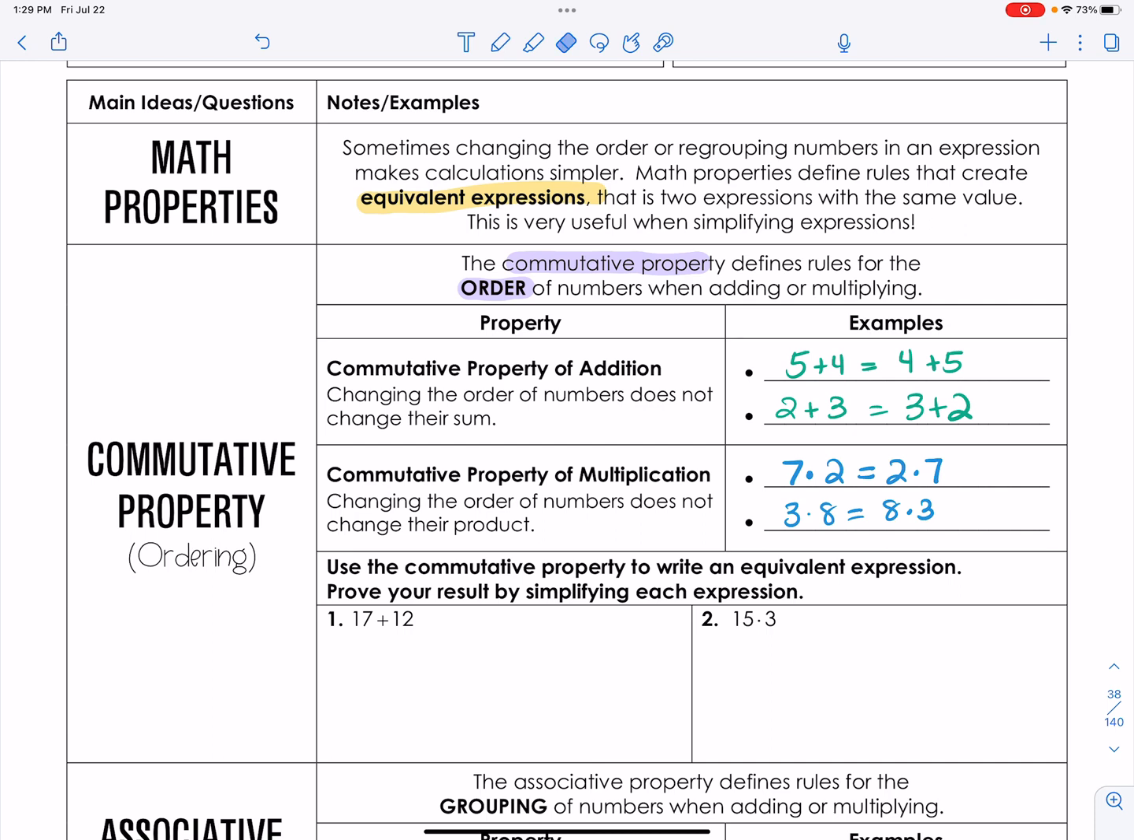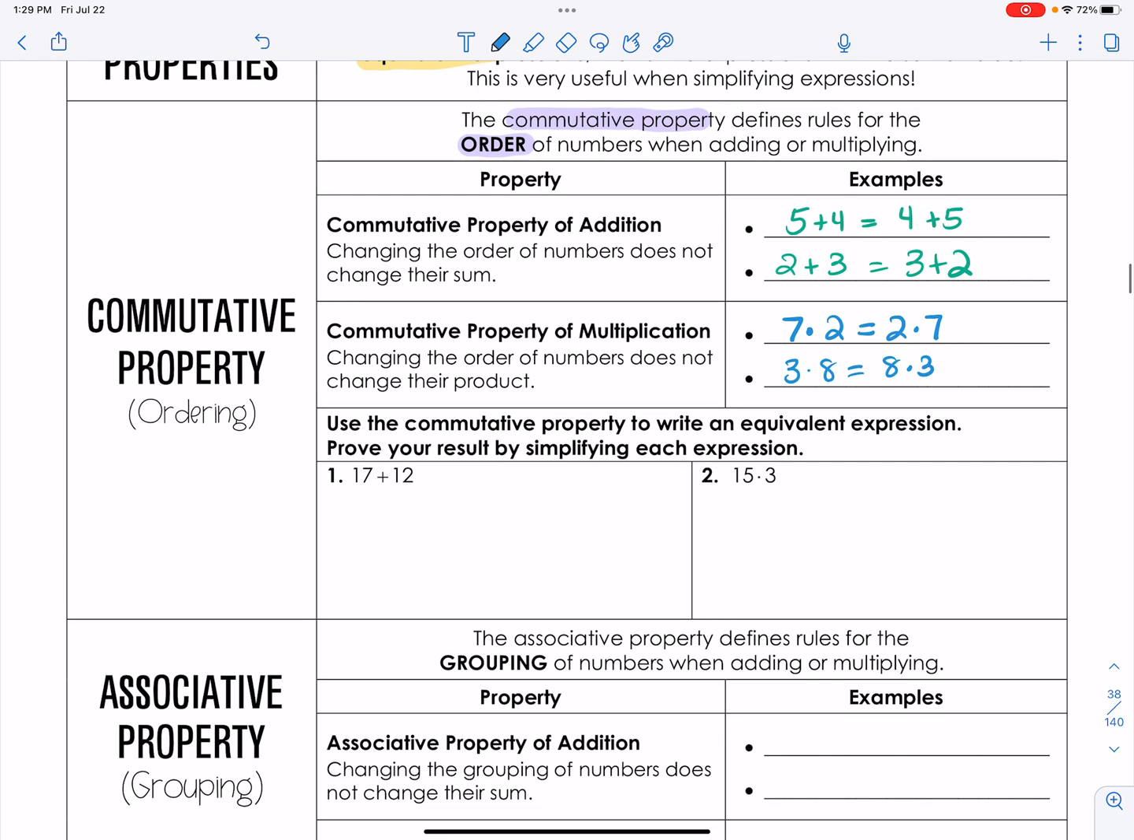On this one, my commutative property equal expression would be 12 plus 17, and then prove it by simplifying. This is 29 and this is 29, and those two things equal each other. Same thing here: this is 3 times 15, and prove it by simplifying. 15 times 3 is 45, and 3 times 15 is 45. So I just proved that order doesn't matter when you add and multiply, and it's called the commutative property.